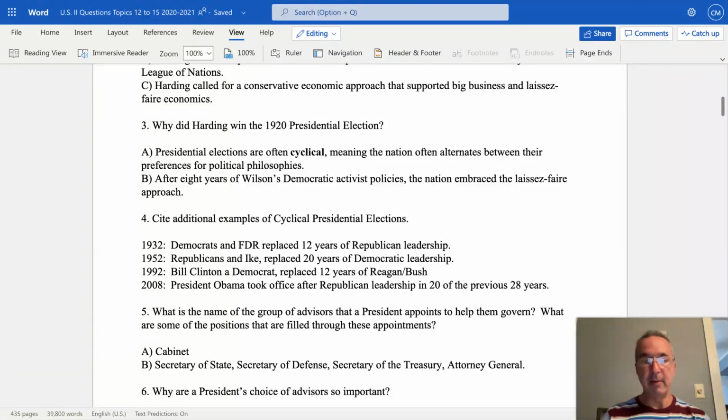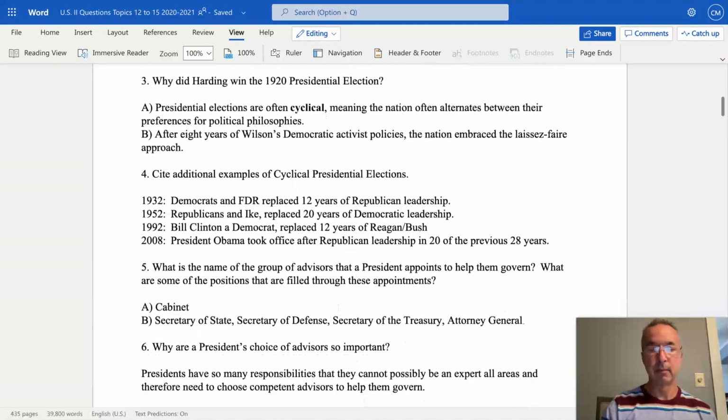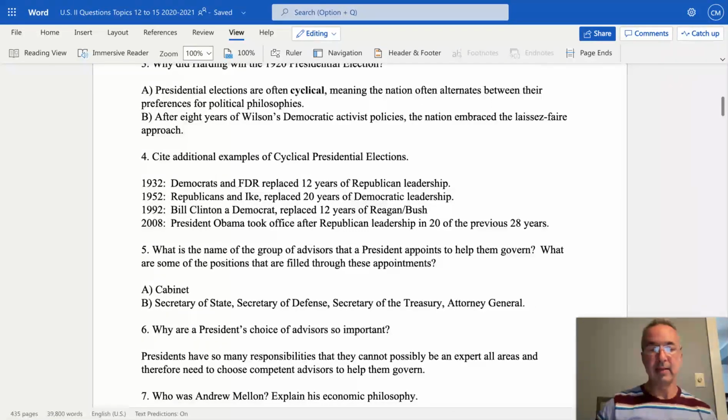Six, why is a president's choice of advisors so important? You think about a president, obviously they have a certain skill set and certain experiences, but they're not experts in all areas. So it's important for them to have a strong team of advisors to help them govern. Today, it's an even more expansive cabinet with about 15 cabinet positions.